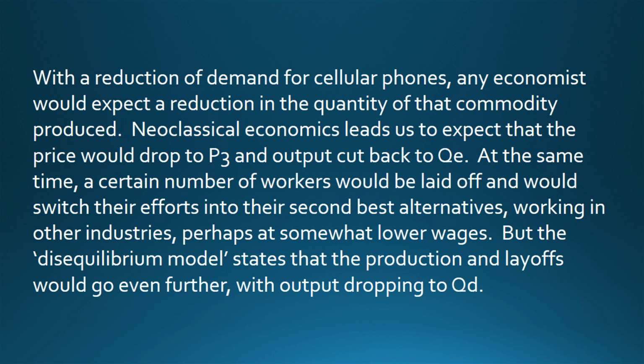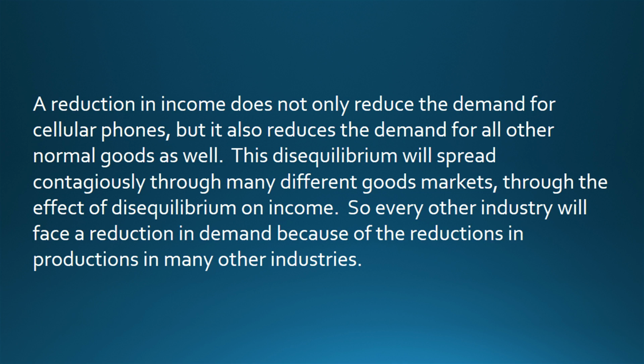eventually. With a reduction of demand for cellular phones, any economist would expect a reduction in the quantity of that commodity produced. Neoclassical economics leads us to expect that the price would drop to P3 and output cut back to QE. At the same time, a certain number of workers would be laid off and would switch their efforts into their second-best alternatives, working in other industries, perhaps at somewhat lower wages. But the disequilibrium model states that the production and layoffs would go even further, with output dropping to QT. A reduction in income does not only reduce the demand for cellular phones, but it also reduces the demand for all other normal goods as well. This disequilibrium will spread contagiously through many different goods markets, through the effect of disequilibrium on income. So every other industry will face a reduction in demand because of the reductions in production in many other industries.